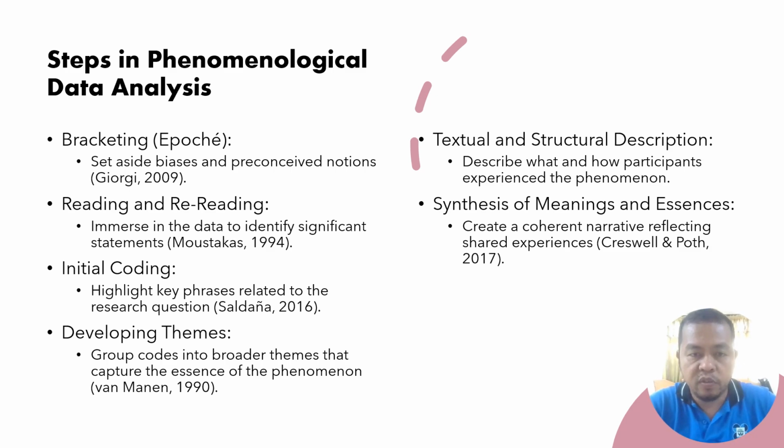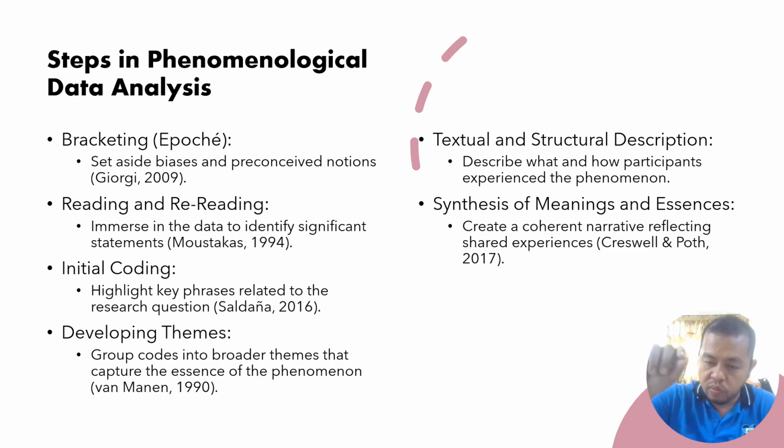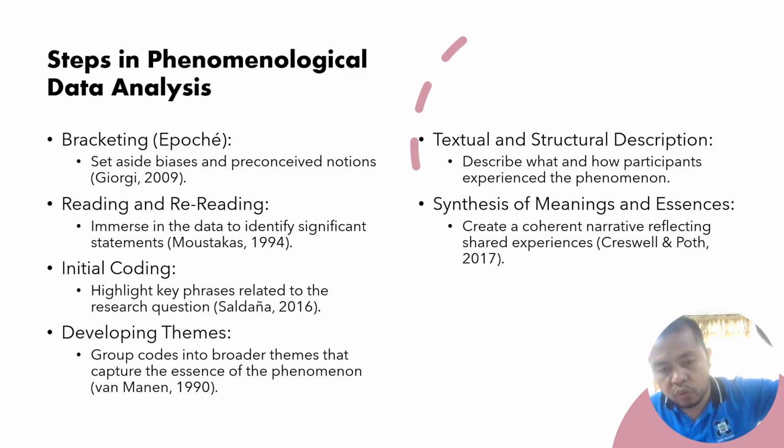Example, themes from the study of immigrant women might include navigating legal uncertainties, isolation and fear, resilience, and coping strategies. So from the initial coding, you first read and reread, then you highlight the phrases and statements, and from those highlighted you develop the themes. So you group these codes and name them: what theme is this group of codes?